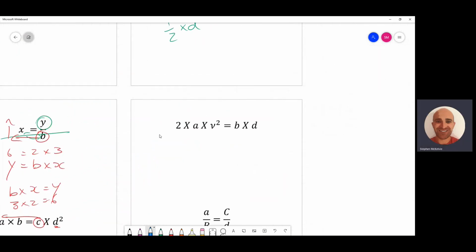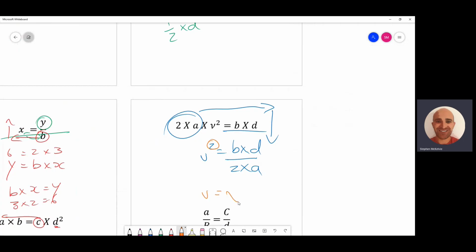2 times A times V squared is equal to B times D. I am going to find V. So I'm going to move 2 times A. 2 times A goes to the other side of the equals to, then to the other side of our line. V squared is equal to B times D over 2 times A. But we still have this awkward squared. So to get rid of that, we have to square root everything on the other side. B times D over 2 times A.